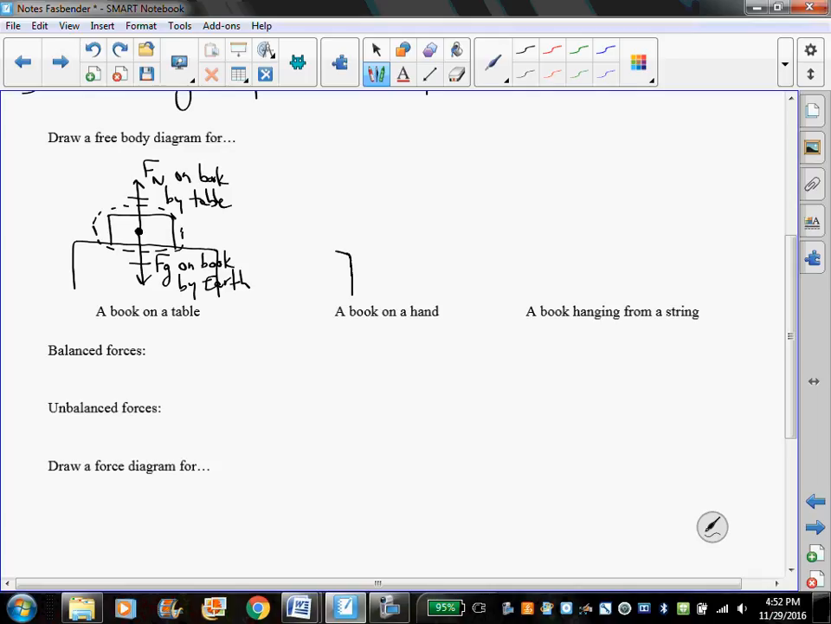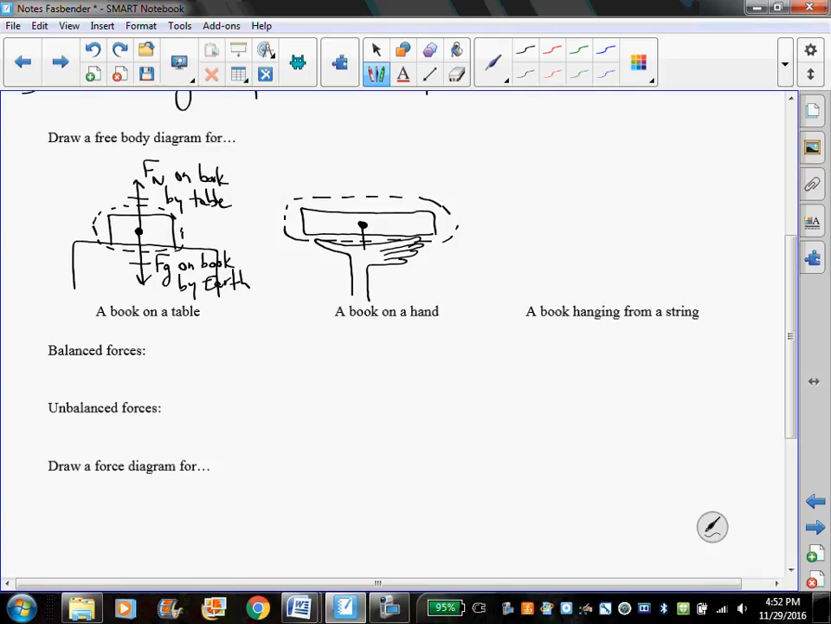So first we need to draw a picture. So we'll have a bit of a horror hand right there. It's not too horrible. Now there's a book on this hand, so there's the book. And now I need to define my system. So yet again, I'm really only going to be interested in the book. So we'll draw a dotted line around the book. The center of gravity of the book is probably right about there.